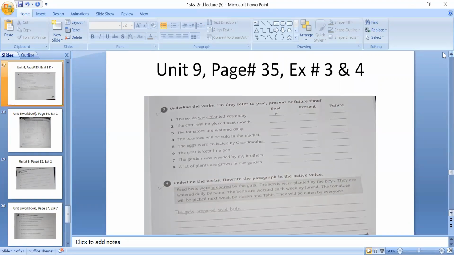Now, second sentence. Usman Parvez, you will be doing second sentence. The corn will be picked next month. You will be telling which verbs will be underlined. Which verbs will be underlined, Usman? Yes, Usman. Please tell, beta. You have to underline the verbs.